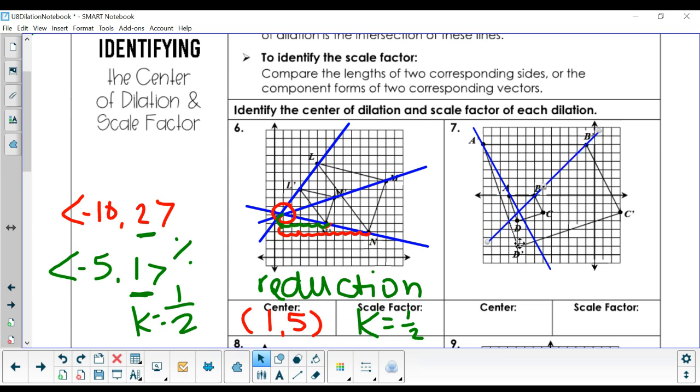Okay, B and B prime. Again with C. That one's easy enough. That's going straight across. And with D and D prime, that one's going to go straight up here. Okay. So you can see that right here in the middle is where that's going to cross over.